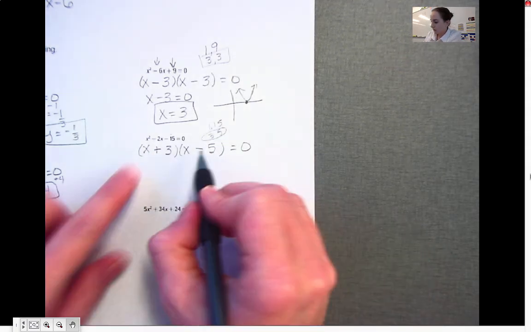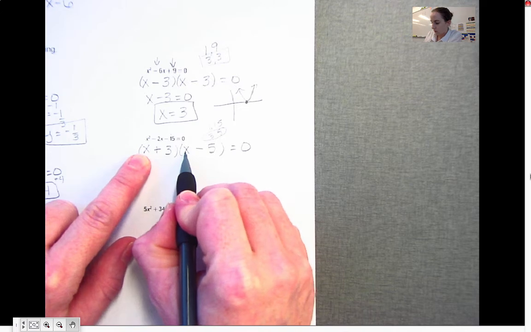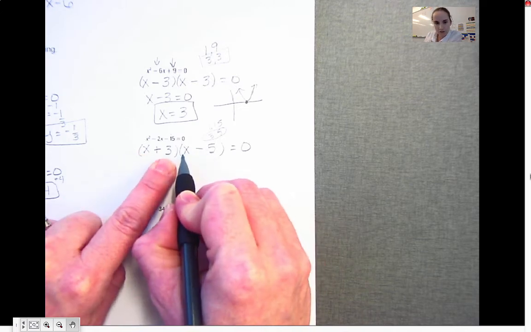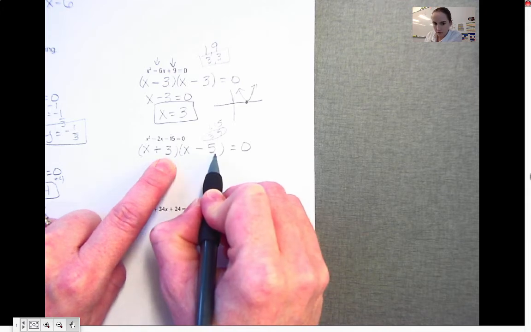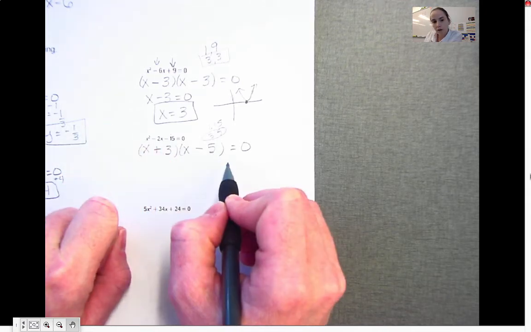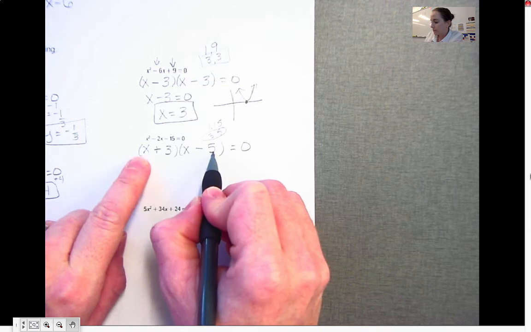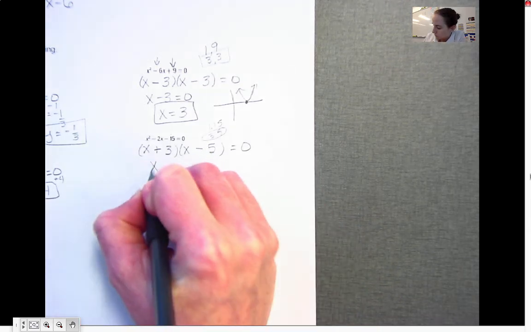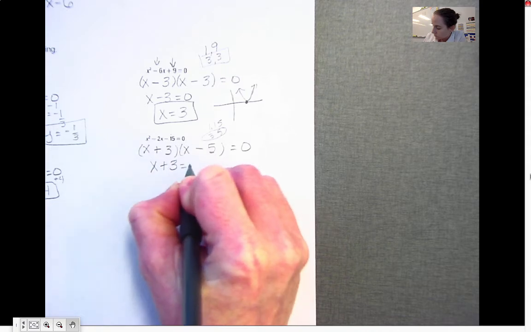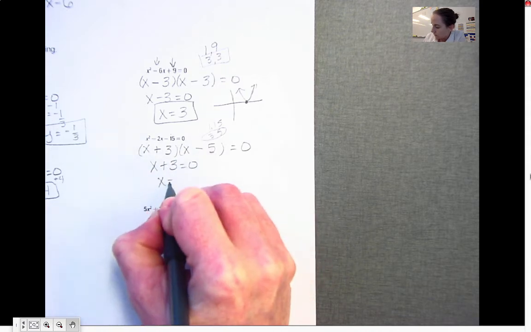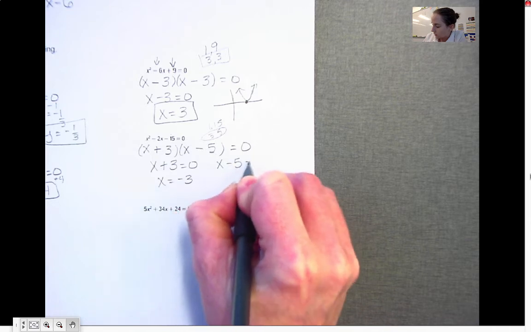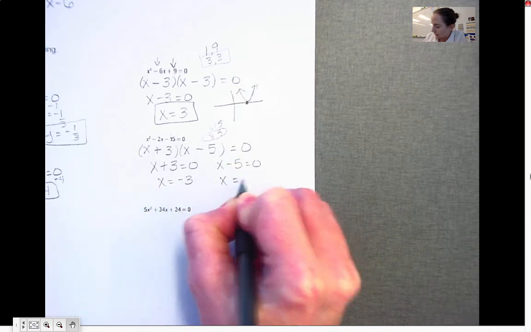Let's just check. This is x squared. This will be negative 5x. This will be 3x. And this will be negative 15. So our x squared and our 15 are fine. Negative 5x plus 3x will give us negative 2. If we solve, we get x equals negative 3 and x equals 5.